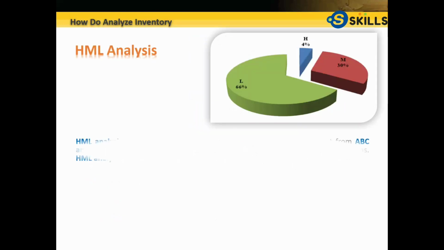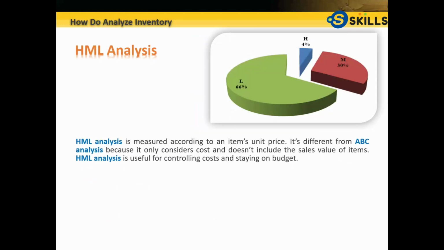HML analysis. HML analysis is measured according to an item's unit price. It's different from ABC analysis because it only considers cost and doesn't include the sales value of items. HML analysis is useful for controlling cost and staying on budget.